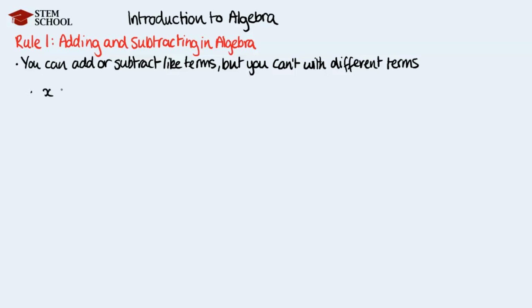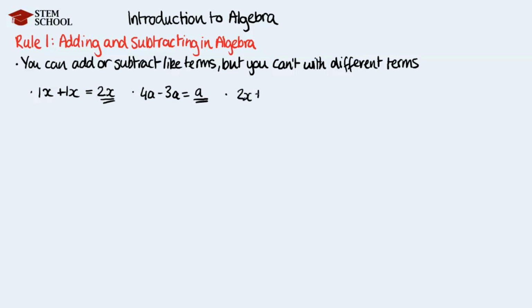Let's do x plus x. From this rule we can see that we can add them because these are like terms. We've got two x terms here, so this will just be 2x. Imagine there's a 1 in front of the single letter. Now let's do 4a minus 3a. These are two like terms, so we can add or subtract them. 4 take away 3 is a single 1, and that will just be a as the final answer.